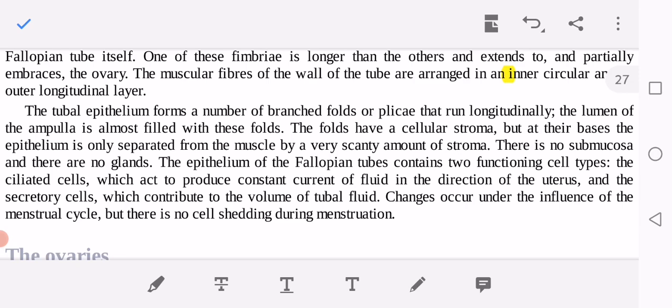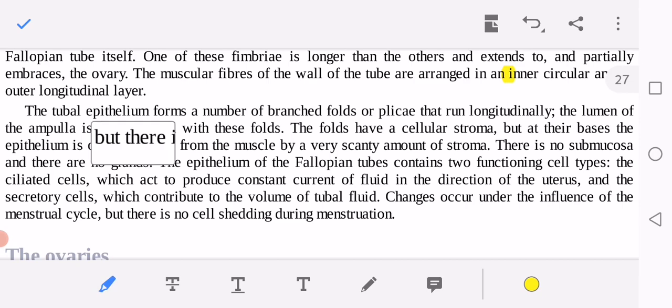The epithelium of the fallopian tubes contains two functioning cell types. Which ones? Ciliated cells, which act to produce a constant current of fluid in the direction of the uterus, and the secretory cells, which contribute to the volume of the tubal fluid, and changes occur under the influence of the menstrual cycle, but there is no cell shedding during menstruation. No cell shedding. Okay, remember, although it's never asked in MCQ, just to remember. So one cell is the ciliated cell and the second cell is the secretory cell.